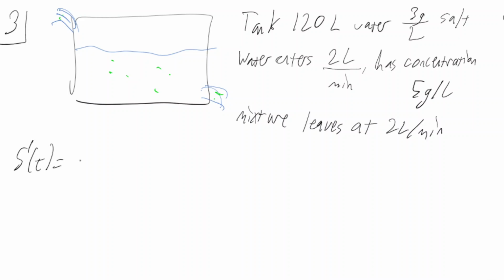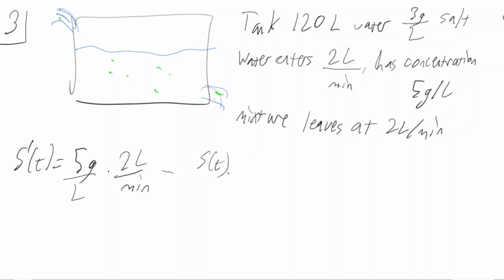This time our differential equation looks exactly the same as equation 2, because the initial conditions don't affect the differential equation. They will just change the value of any unknowns at the end. So we set it up the same way. The amount of salt coming in is still going to be 10 grams per minute, and the amount of salt leaving is still going to be whatever the concentration is times 2 liters per minute.